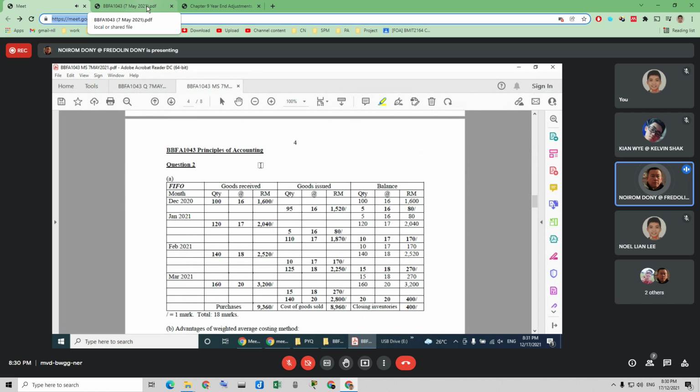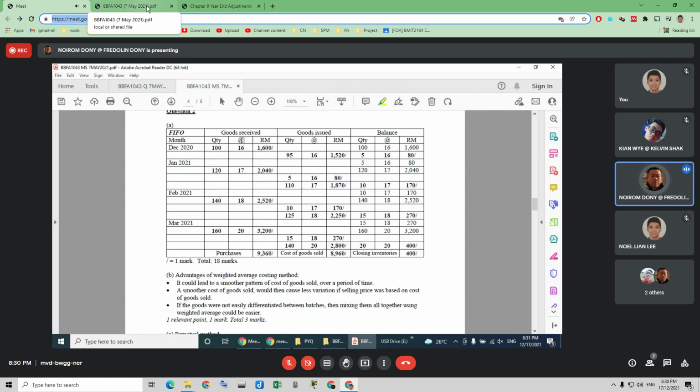Then look at the requirement: calculate the purchases. That is why you have to state in your answer, calculate the purchases. So how do you calculate the purchases? By adding this value, 1,006, plus this, and then we get 9,360.